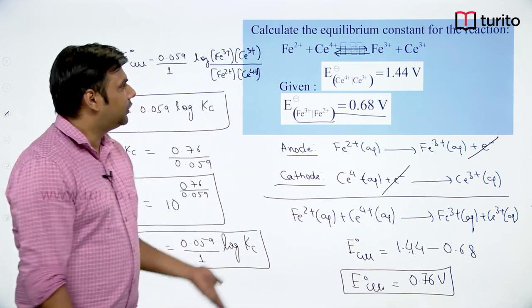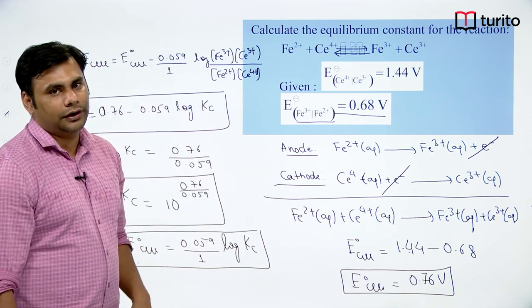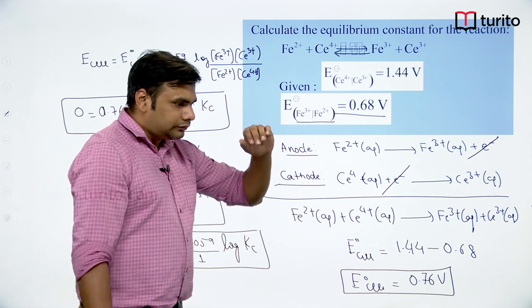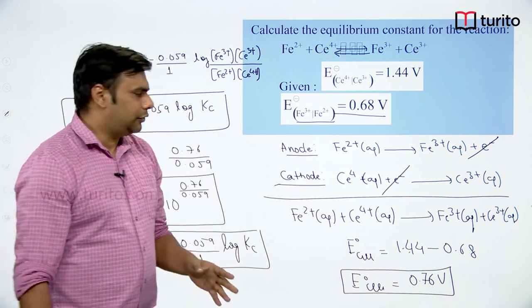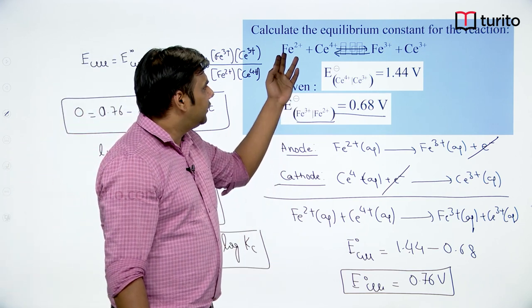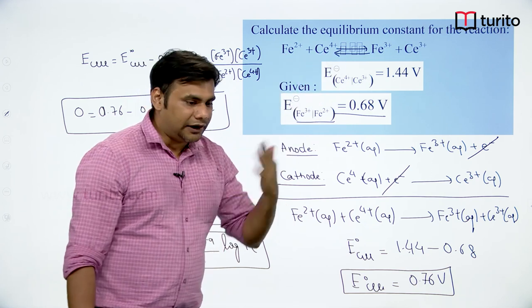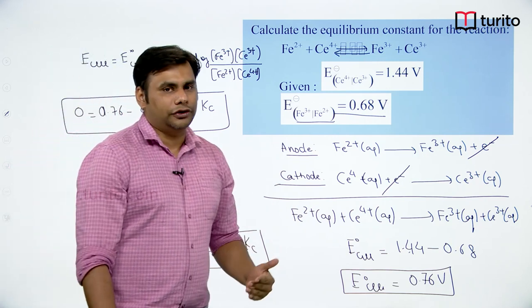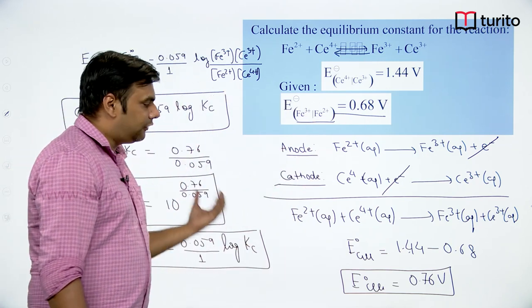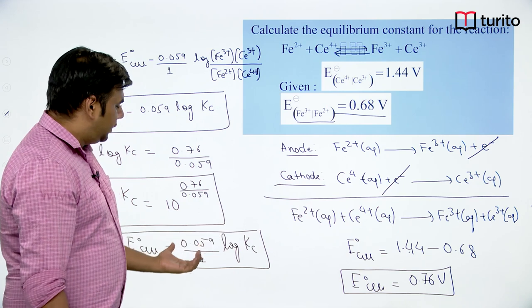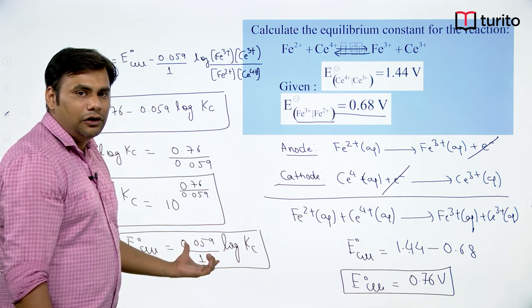So this is a very basic question that can be formed on the equilibrium constant. Now a slight modification of this question can be that we will be given some concentration of iron 2 plus and cerium 4 plus initially. So you will be asked to find the equilibrium concentration. From this data, first you will get the equilibrium constant value. You will get the value of Kc.